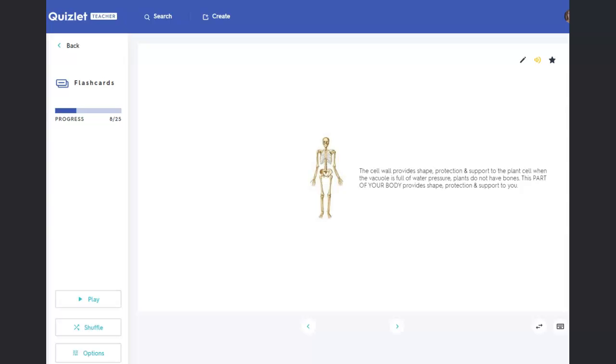Skeleton. The cell wall provides shape, protection and support to the plant cell when the vacuole is full of water pressure. Plants do not have bones. This part of your body provides shape, protection and support to you.